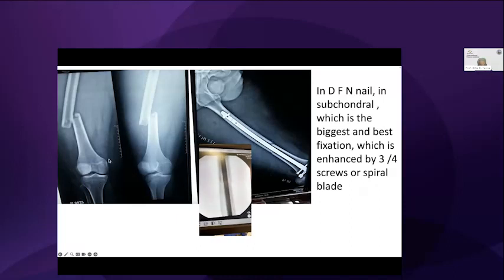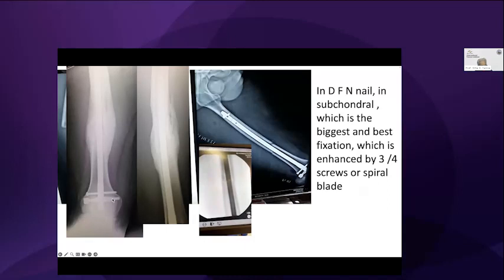The better option for this sort of a fracture is a distal femur nail. I've done a distal femur nail and you can see it is very stable at the end of the construct, even though it is not a big hole there in the lower fragment, but the screws which have been put in, this is the subchondral bone here. It ends up in a subchondral bone, and that is a very good hold on the lower fragment because of this tip, which is subchondral. So in a distal femur nail, the subchondral is the biggest and the best fixation, which is enhanced by 3 to 4 screws in the distal fragment. This is the one which is a good option for that.